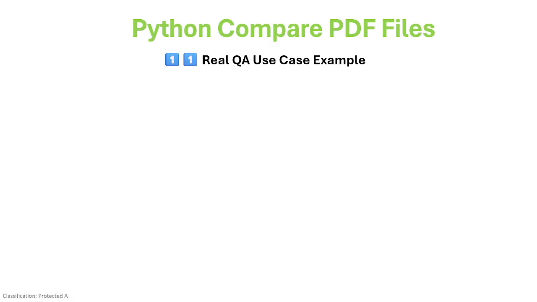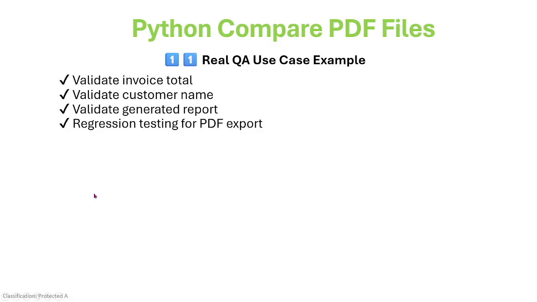Real QA use cases examples. Validate invoice total. Validate customer name. Validate generated report. Regression testing for PDF export.